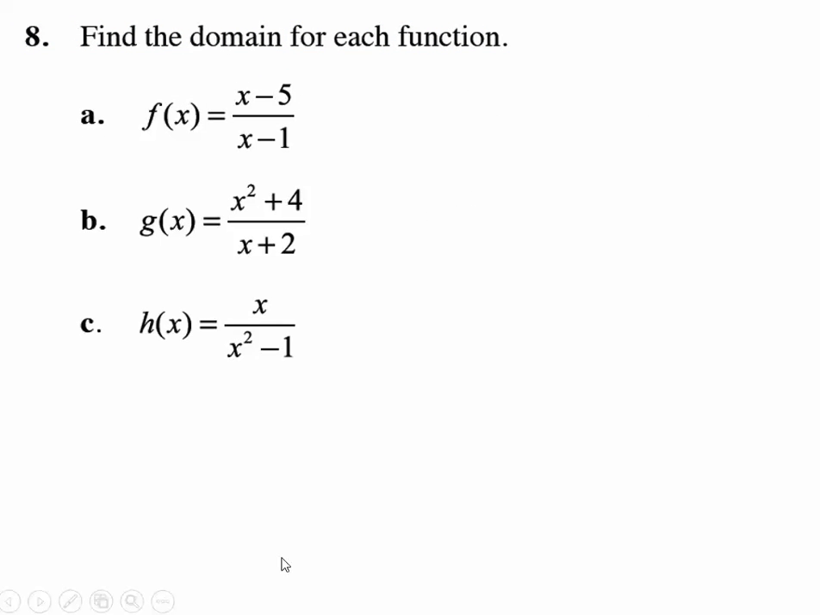So let's jump to something like this here. So for 8, find the domain of this function. And so notice we're not plugging in values anymore. We're looking at the function itself. All right, A and B are pretty easy here because again we don't worry about the top whatsoever. The question is, when is x minus 1 going to give me a 0?